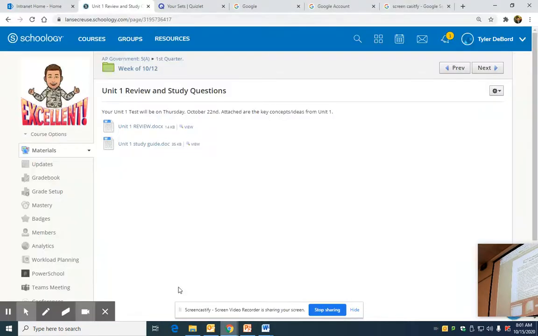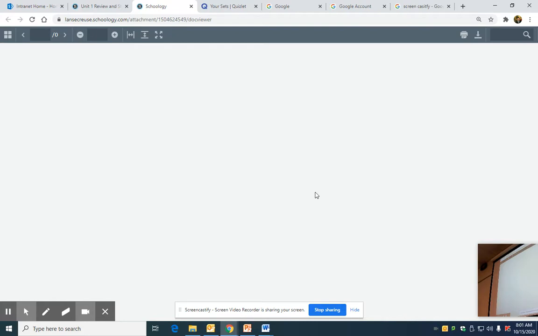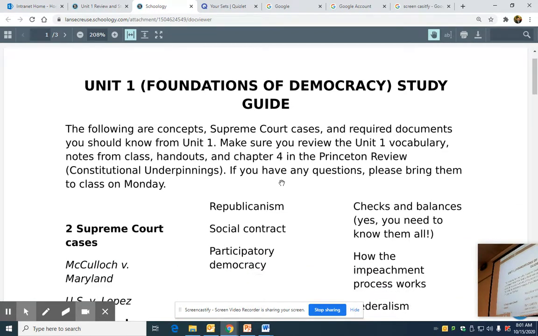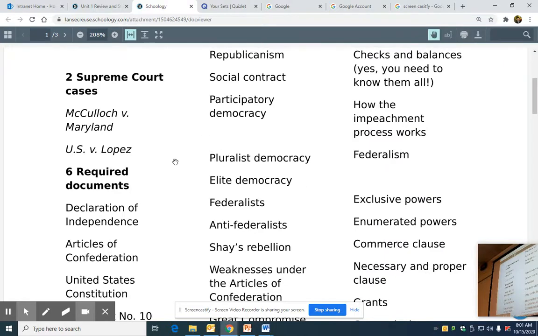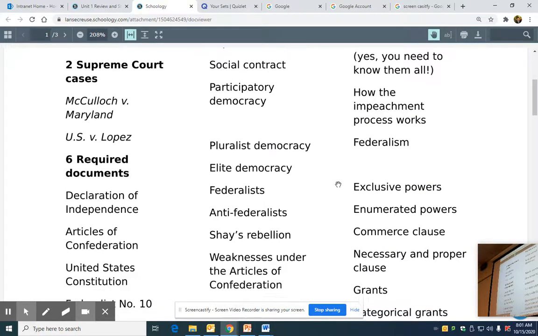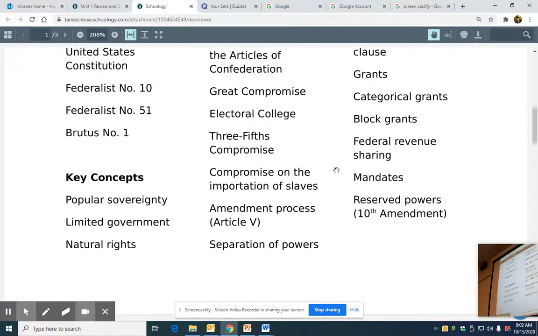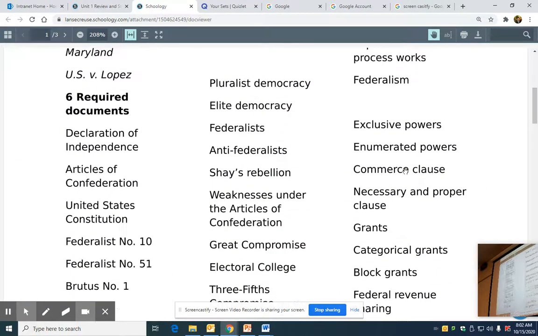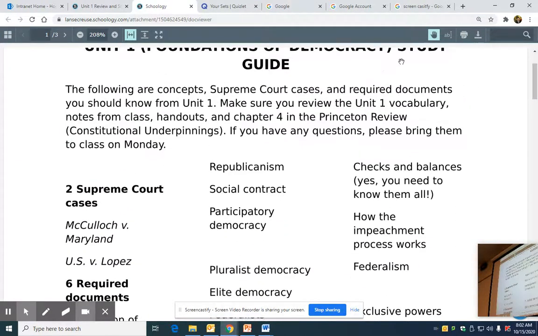And then also, there are some review concepts: the 2 required Supreme Court cases, the 6 required documents, key vocabulary terms, the theories on democracy, all of the key concepts that come from the unit. So that is posted on there for you to go over to help study for your unit test.